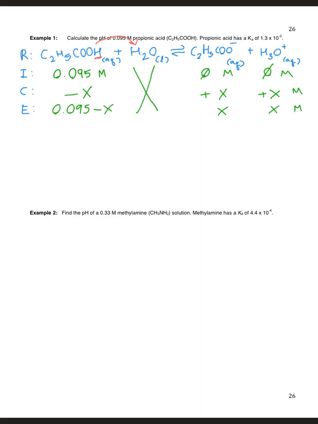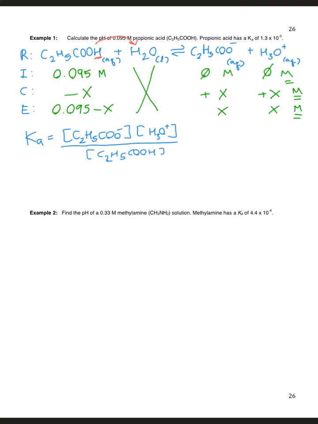When you fill out the RICE table, make sure that the values that go into the RICE table are in units of molar concentration. The next step is to set up the Ka expression, which equals the concentration of the propanoate multiplied by the concentration of hydronium ions, divided by the concentration of propanoic acid. Then fill in the Ka value and the concentration at equilibrium for all of those species.